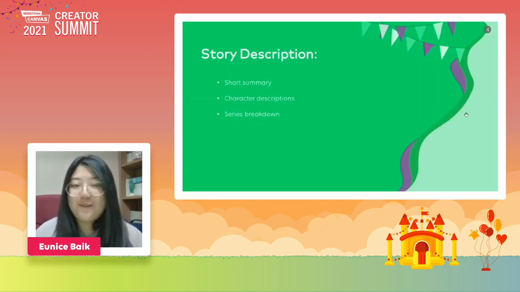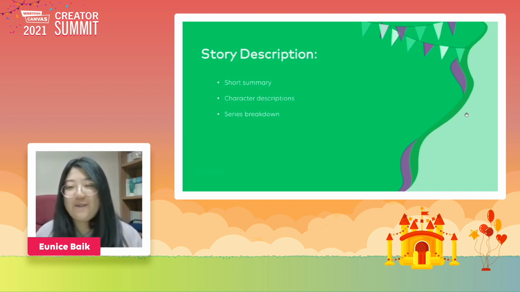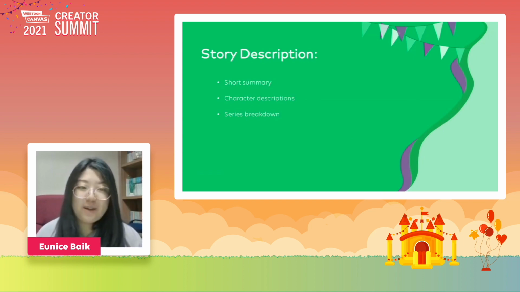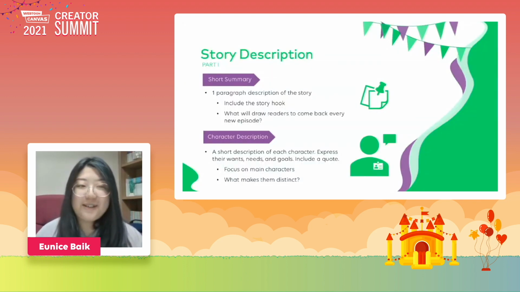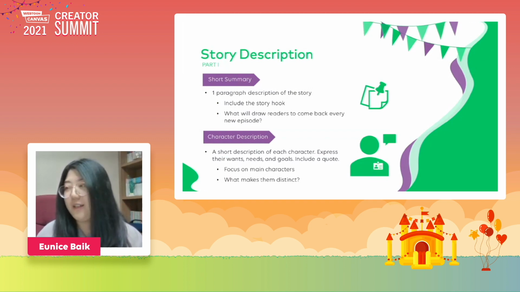The next half I'll be covering is basically the meat of your pitch, which is the story. I call it the story descriptions. This is the section where you can talk about a summary. It could be a short summary, your character descriptions, and a series breakdown. Covering the short summary, I tell people to try to have your summary within a one paragraph description. This is the space where you give a little bit more context compared to a simple one sentence log line.